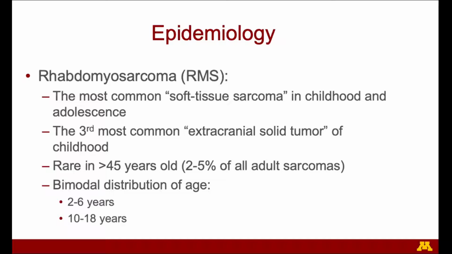There is a bimodal distribution for age for Rhabdomyosarcoma. The first peak is between 2 to 6 years, and the second peak is between 10 to 18 years.